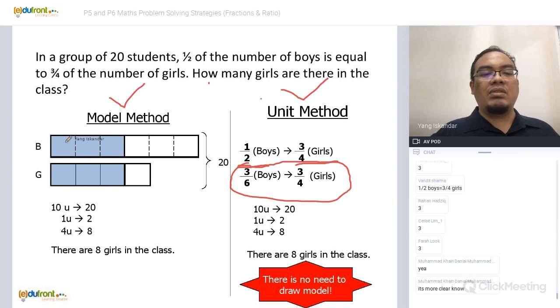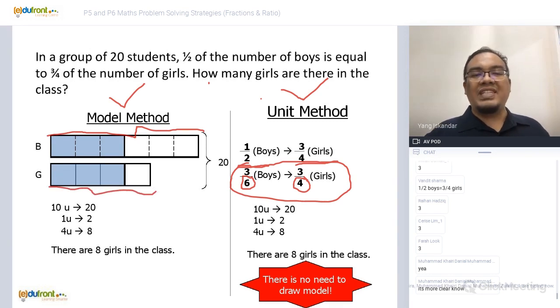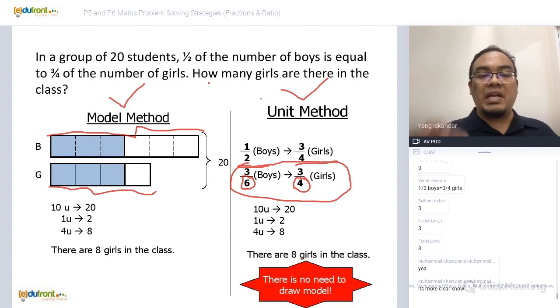So you can see there are a total of 1, 2, 3, 4, 5, 6, right? There are 6 here, okay? So you can see here. Another thing you must take note of is that these 6 represent the total number of boys, while 4 here represents the total number of girls in terms of units, not the actual.